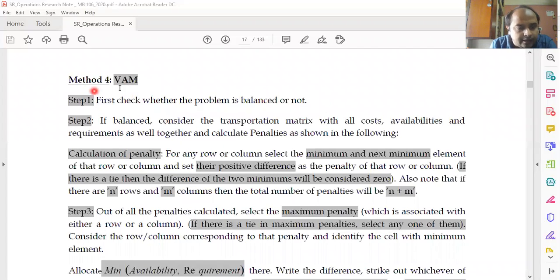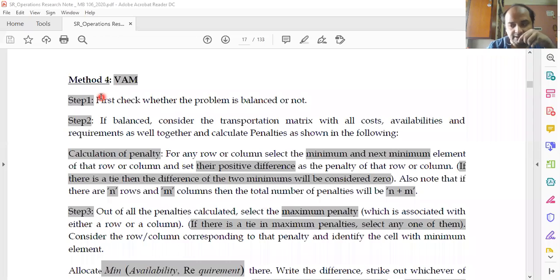Now, I wrote method 4, because we have already discussed 3 methods to calculate the transportation cost. The name of the method is Vogel's approximation method. Okay, now I am stating this method as method 4 because we have already discussed 3 methods for solving the transportation problem.